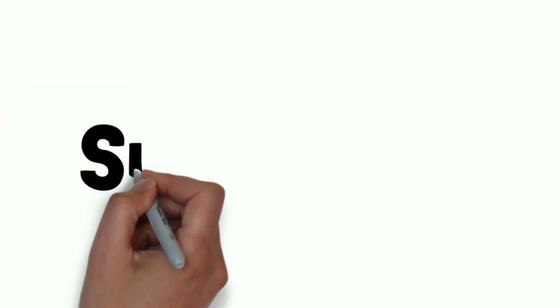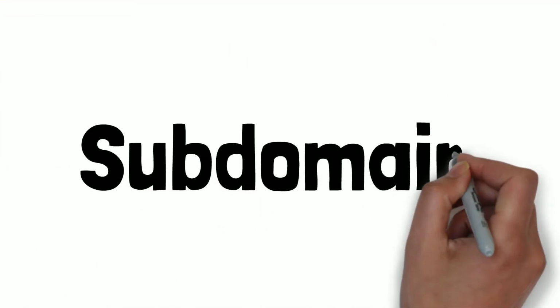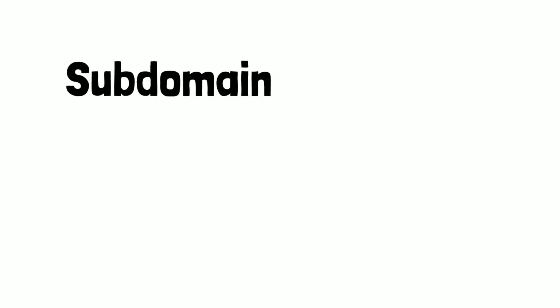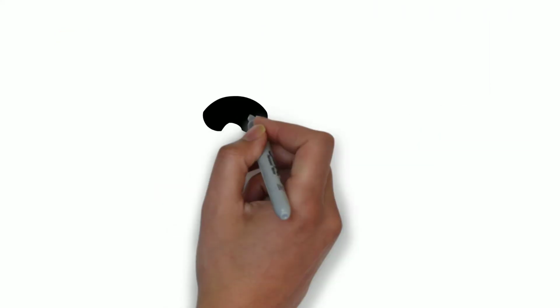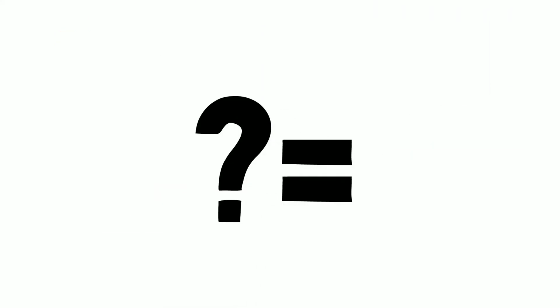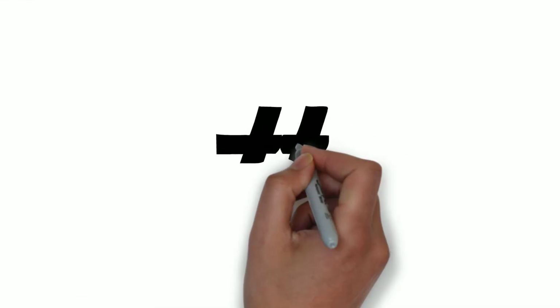Now, there is a part called the subdomain. It's part of the main domain. For example, play.google.com. In this example, play is the subdomain. And after the .com part comes the file name or query, which is denoted by a question mark. The hashtag is used to redirect to specific parts of the web page. And that's all for now.